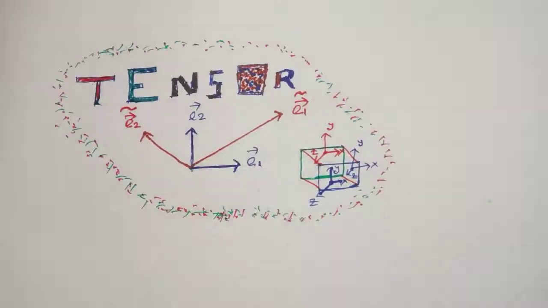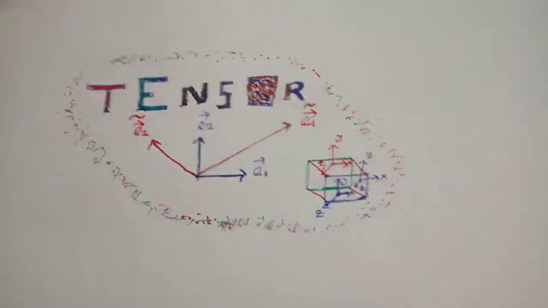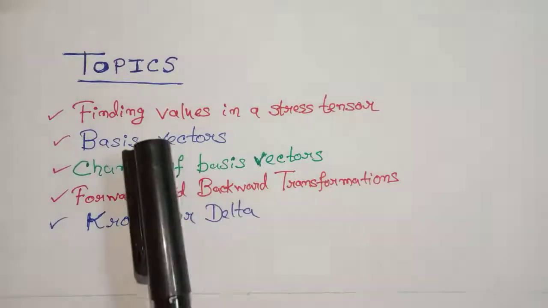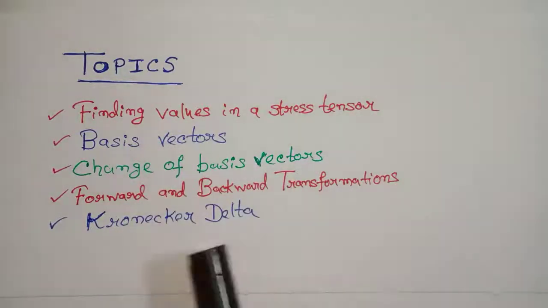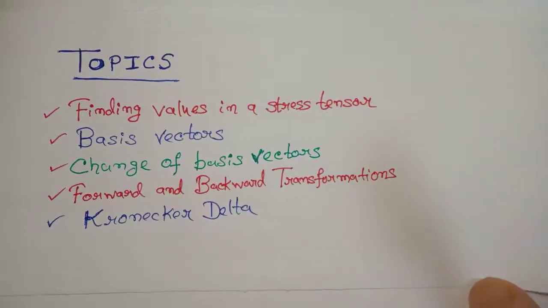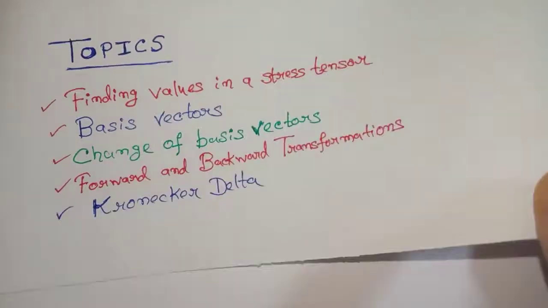So that is basically comprising the topics, and this is what we are going to cover in the video. So first, finding values, basis vectors, change of basis vector, the transformation of coordinates, and how it is related to Kronecker delta. Before we go ahead and start with that, I would like to make a quick recap of what we have learned in the earlier video so that it becomes easier for you.